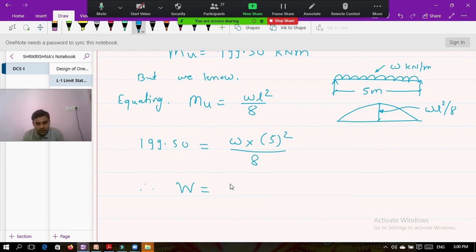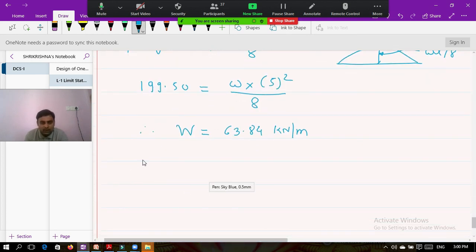So it is 63.84 kilonewton per meter. So this is our ultimate load. Because this is the ultimate moment of resistance, so this is our ultimate load. So to calculate the safe load, we should divide this by factor of safety, so we will get the safe load.